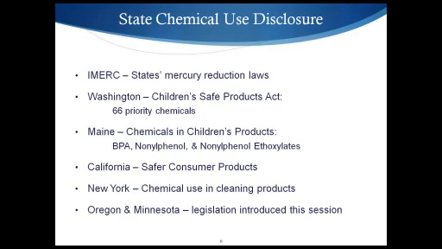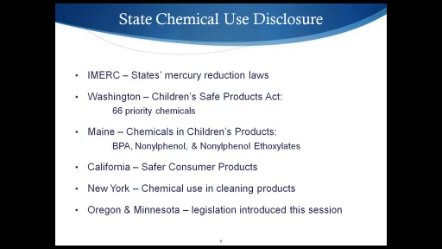So we're going to be taking a more specific look at IMERC and the Mercury Added Products Database, and talking a little bit about the states that have enacted mercury reduction laws. Currently, there are 15 member states of IMERC with a variety of mercury reduction laws, from notification and labeling to product bans. We'll be looking at the Washington Department of Ecology program in detail as well, the Children's Safe Products Act. Many of you might be familiar with that act and the reporting of 66 priority chemicals. That online database is available now, and we are going to take a more specific look at that.